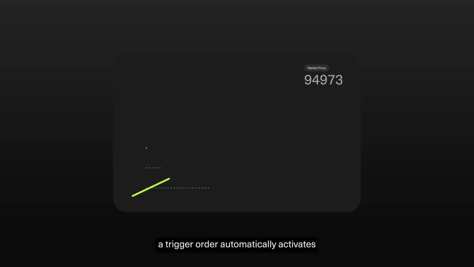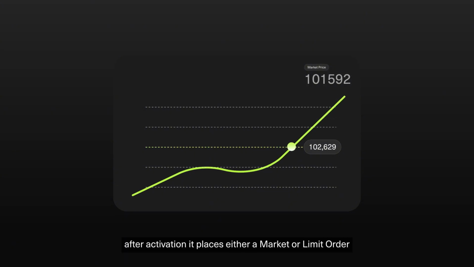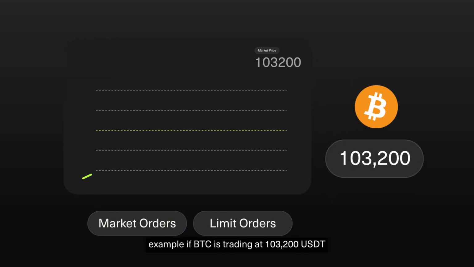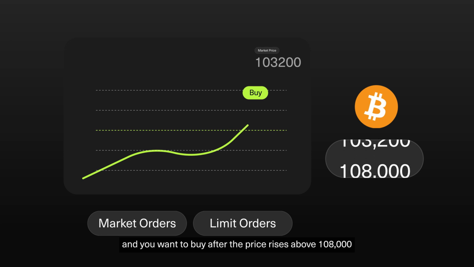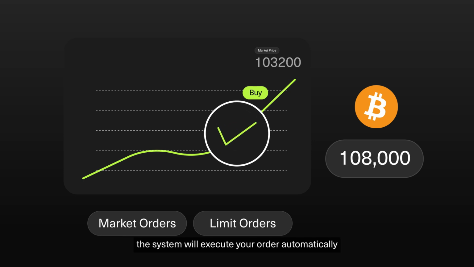A trigger order automatically activates when the market price reaches a preset trigger point. After activation, it places either a market or limit order based on the type you selected. Example: if BTC is trading at 103,200 USDT and you want to buy after the price rises above 108,000, you can set a trigger order with a trigger price of 108,000 and a market buy order. Once the market hits 108,000, the system will execute your order automatically.